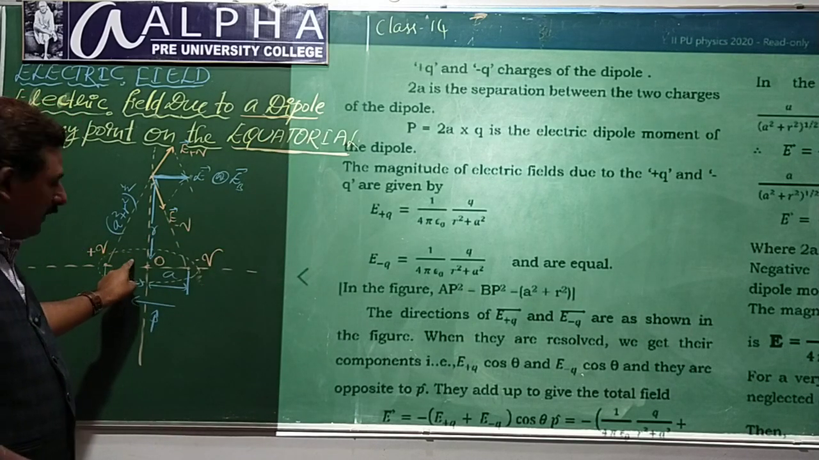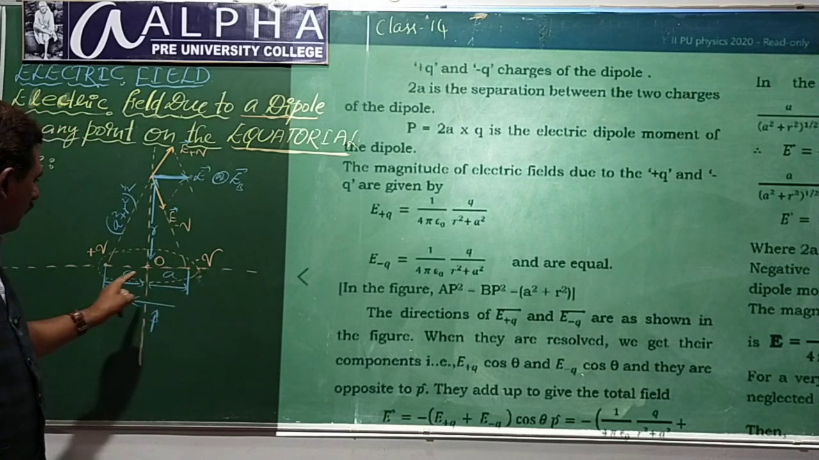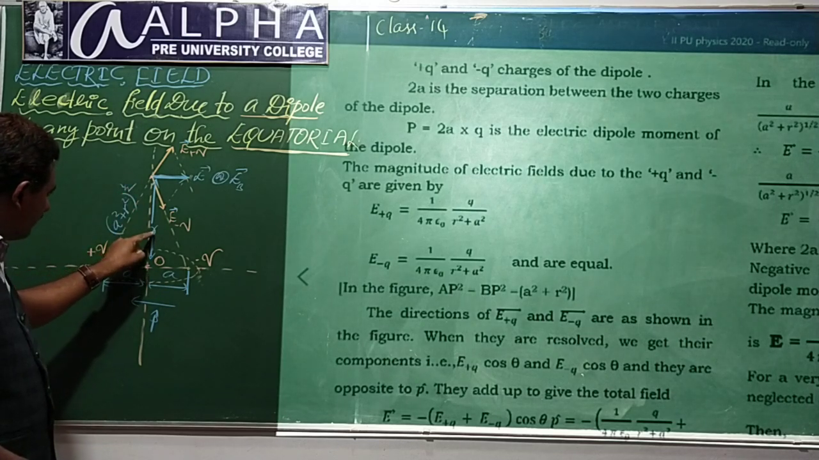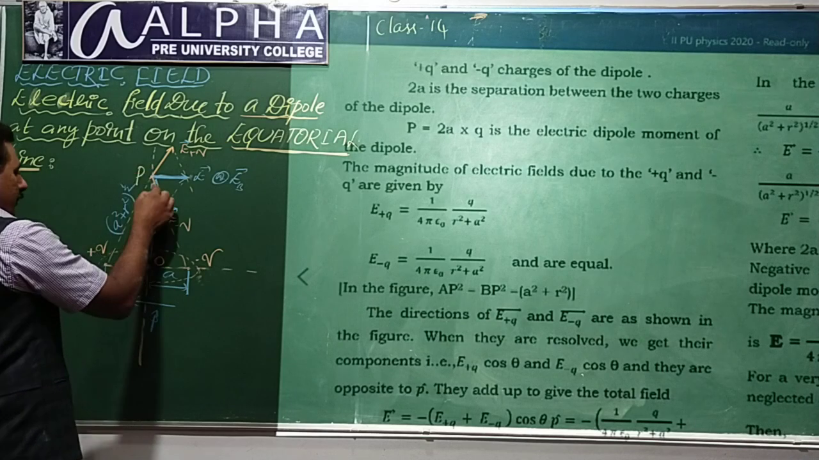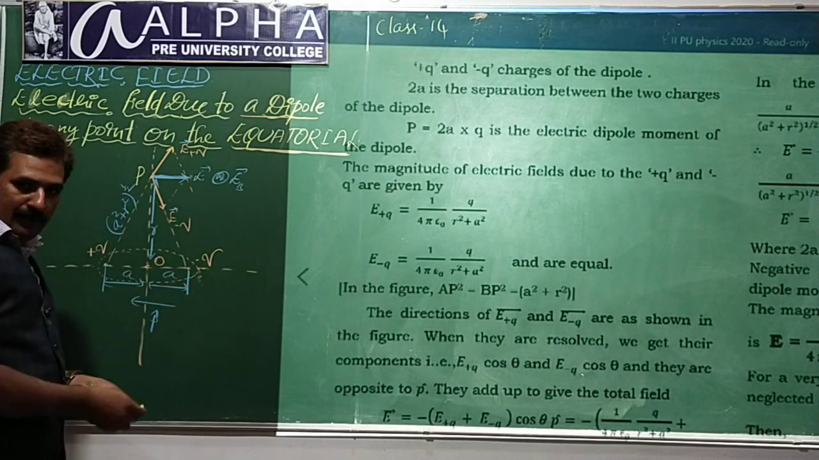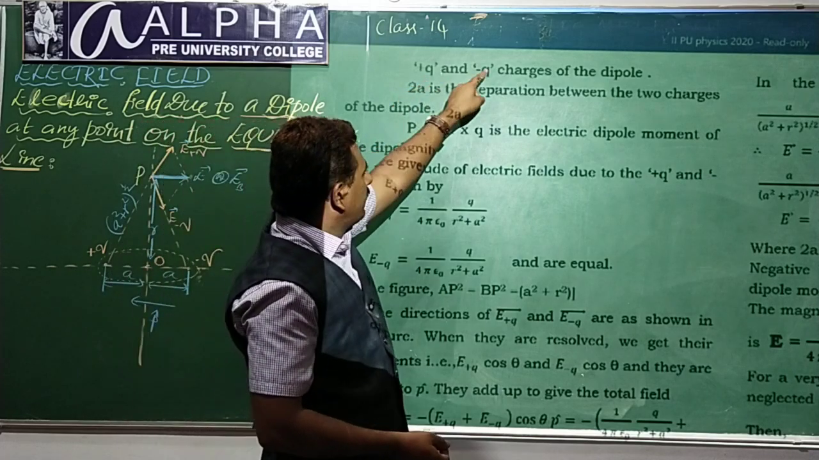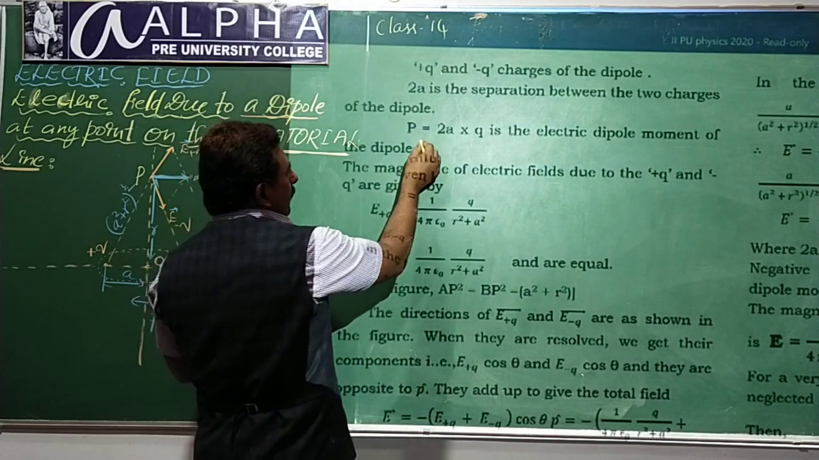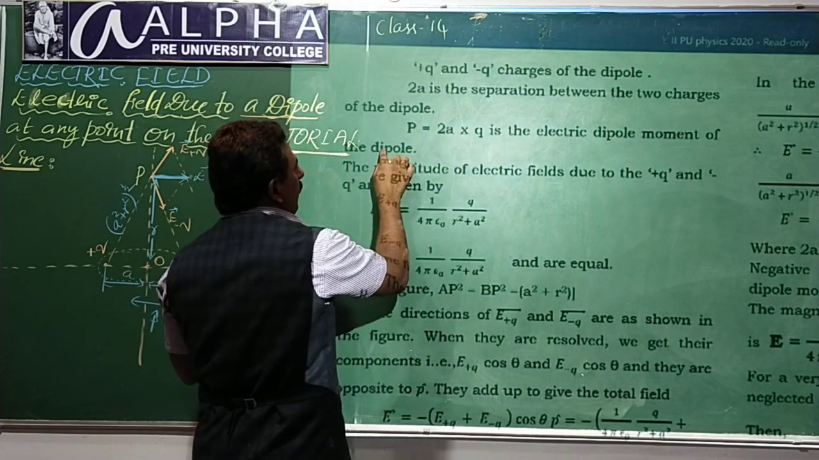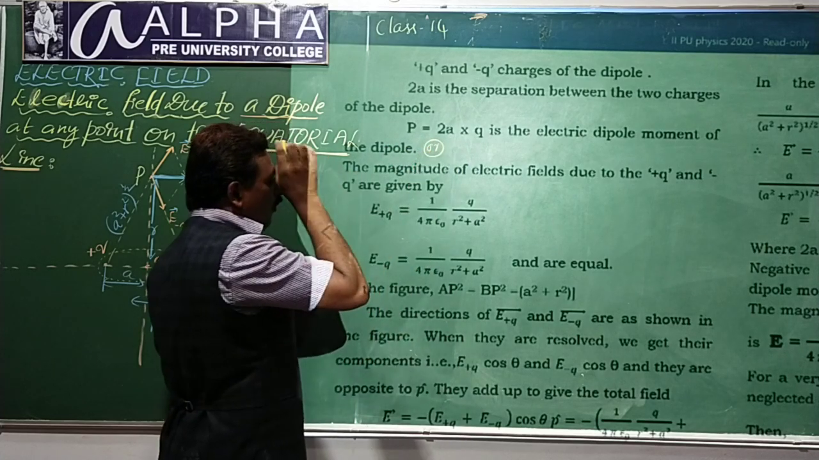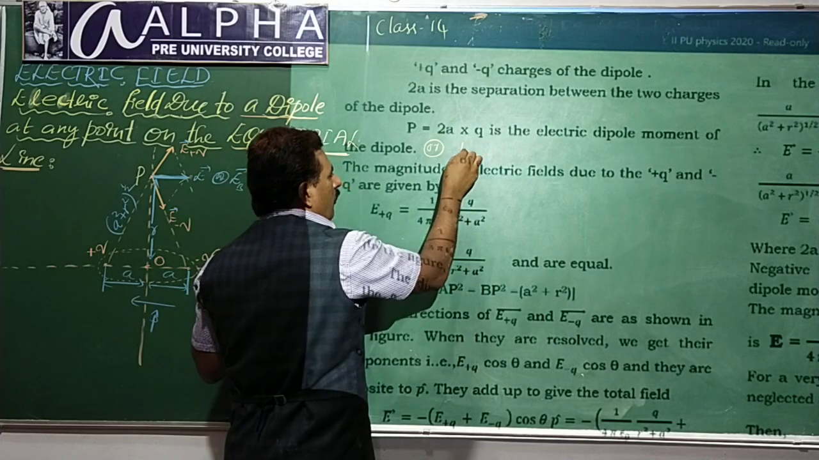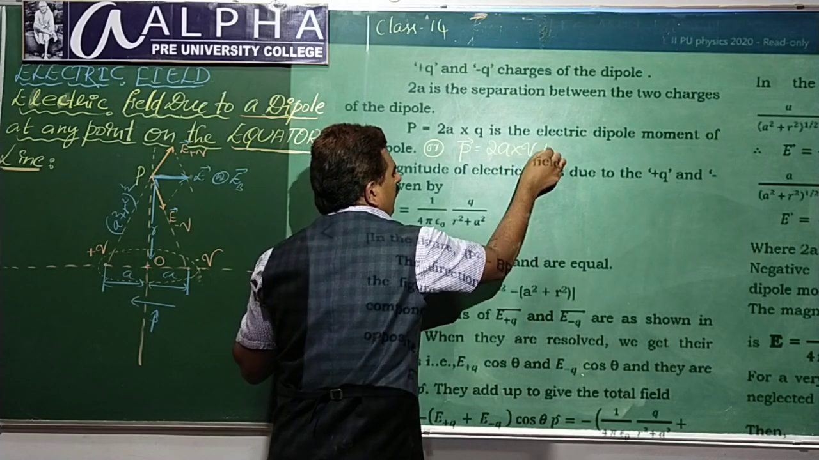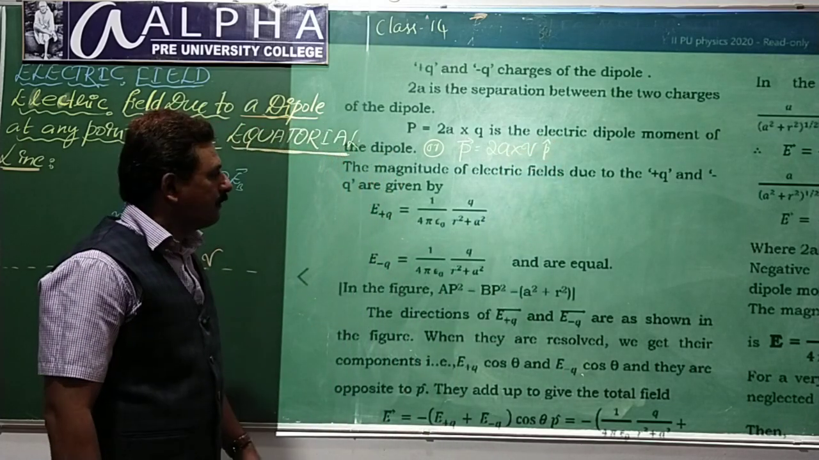This diagram is there. You write this diagram: dipole, plus Q, minus Q, separation 2a, and this side is A square plus R square, whole to the power half, and this is R, the distance of point P from the center of the dipole. After writing this diagram, you explain it like this. Plus Q, minus Q are charges of the dipole. 2a is the separation between the two charges of the dipole, where p equals 2aq, the dipole moment. In magnitude form you write like this, and in vector form you write the dipole moment vector equals 2aq, right?